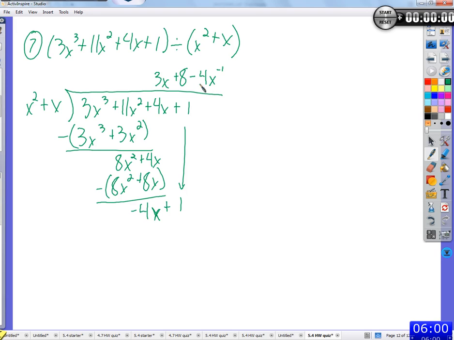because negative 4x to the negative 1 times x squared. Well, when we multiply an x squared times an x to the negative 1, what do we do with the exponents? Add them. And 2 minus 1 is 1. So that's pretty cool because it gives us a negative 4x to the 1. Okay, but negative 4x to the negative 1 is going to give us a negative 4.